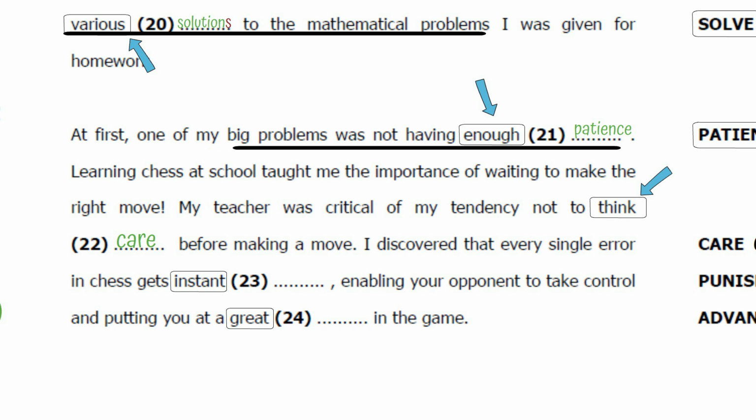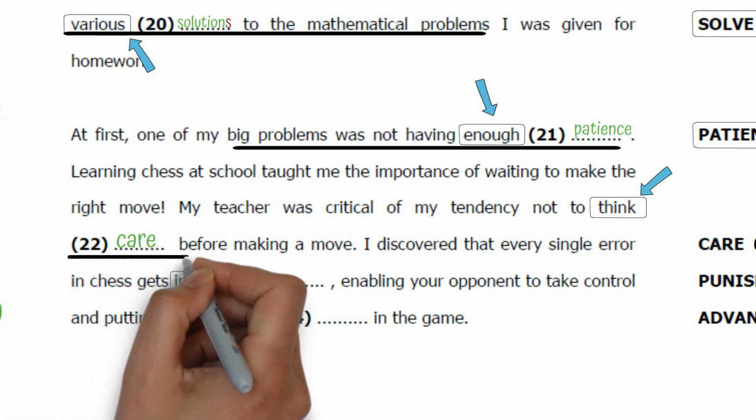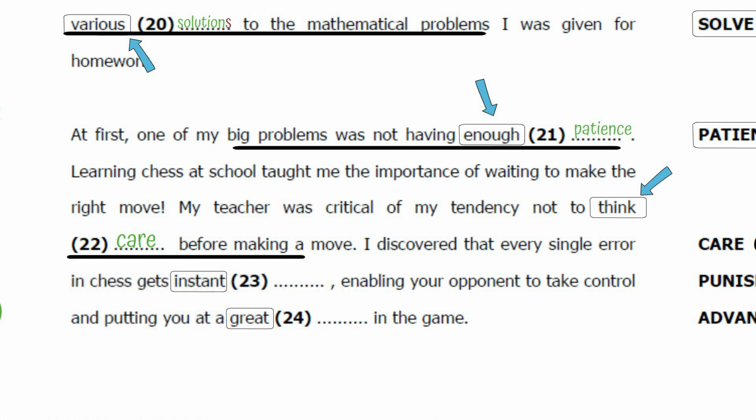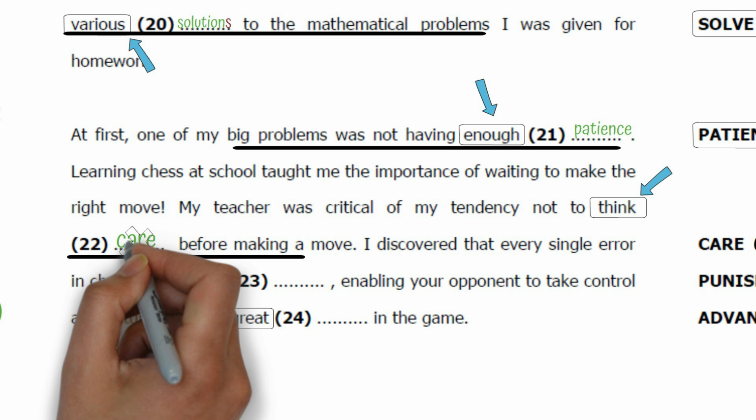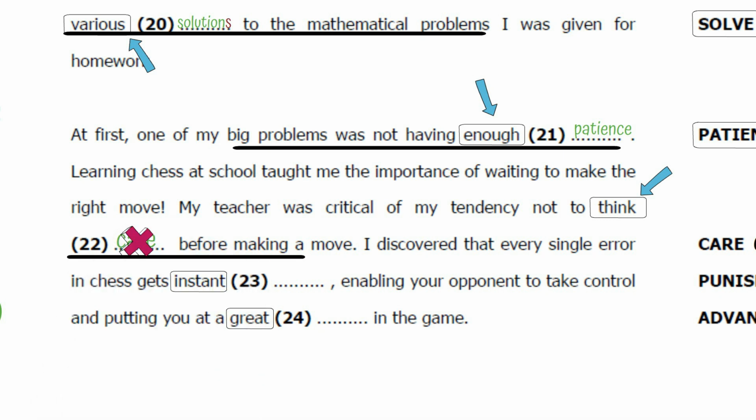To double check, let's see if it makes sense. Can you think care before making a move? No, this doesn't make sense. How about in my first language? Pensar cuidado or pensar asistencia? No, it does not make sense, so this is probably not a noun. Let's leave it until later.